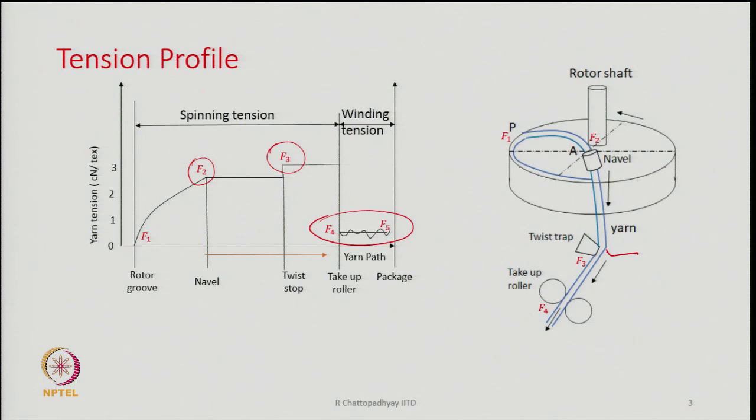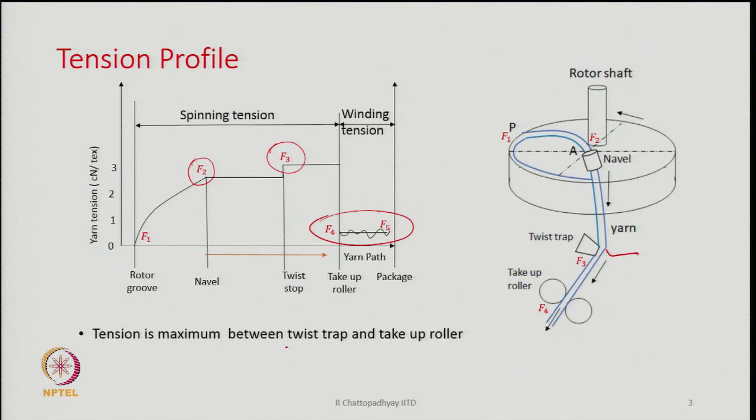So, this is how the tension in the yarn is rising from almost 0 at the rotor groove to a level in 2 steps, and then the tension falls depending upon the speed of the take up roller, and then beyond the take up roller the tension really falls a lot, because we adjust the speed of the take up roller and the package in such a way that the tension in this zone reduces, and at a certain level of tension we keep winding the yarn. So, this is the picture.